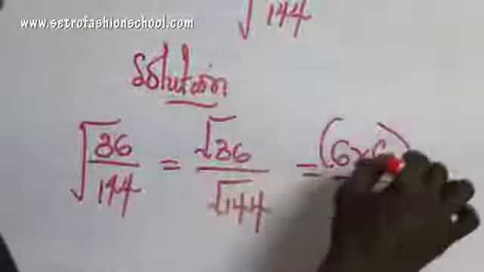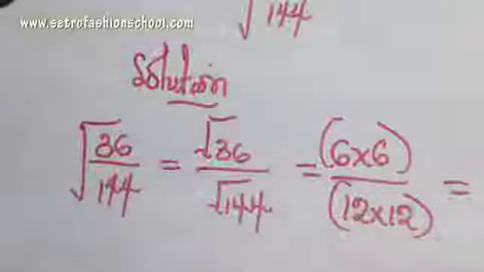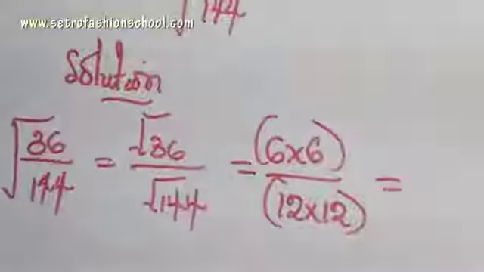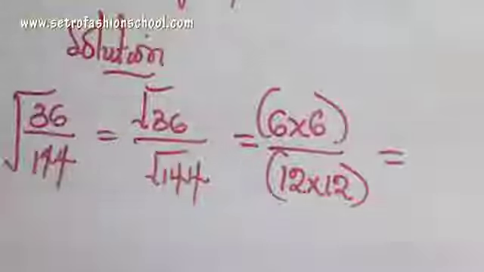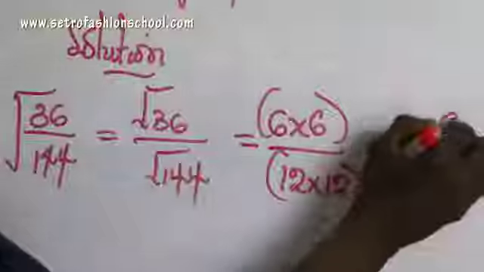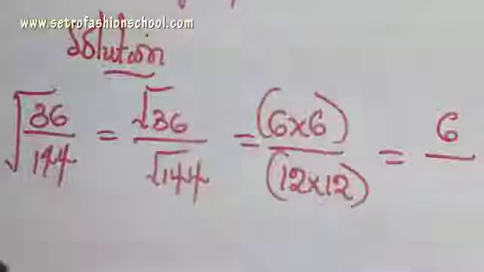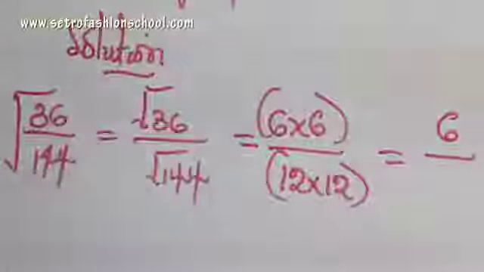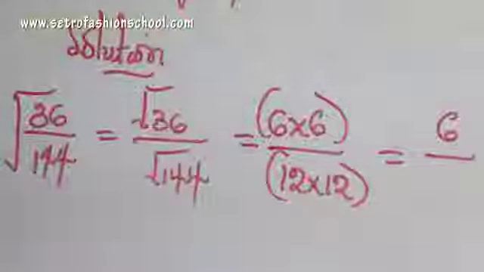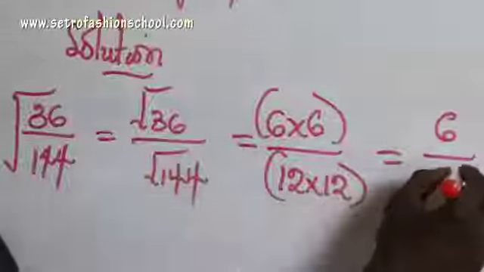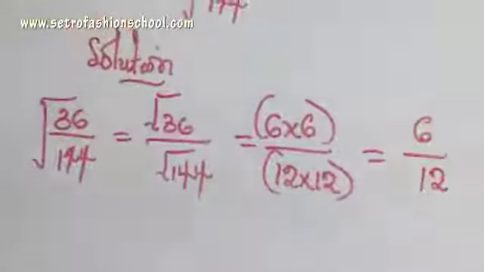Now, you bracket them. Then, can you now tell me what is that number that times itself twice to give you 36? Great, it is 6. So you put only 6 there. What is the number that times itself twice to give us 144? Correct, it is 12. So you have 6 all over 12.